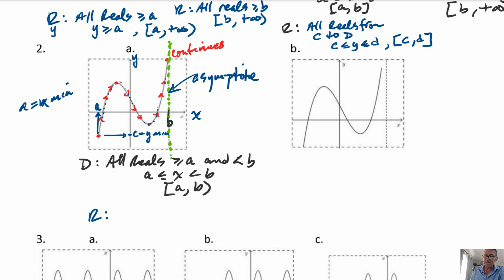And then it doesn't have any max. So right here, no y max, because it goes up forever, to infinity and beyond. I'm talking about positive infinity. So the range is the set of all reals greater than or equal to c, whatever that may be, and it goes to positive infinity. And so the way you write that is c comma positive infinity.